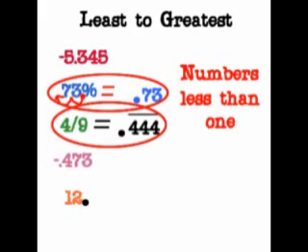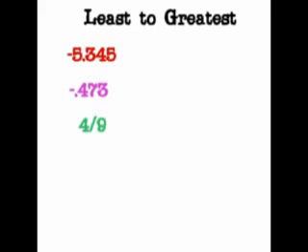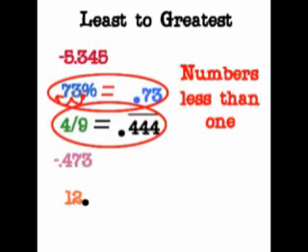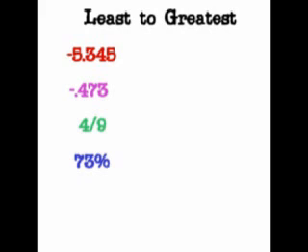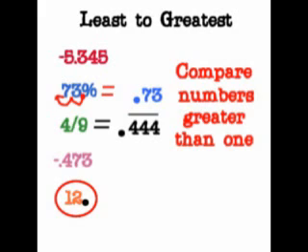Make sure you write the number they wrote first, not your work. So we're going to write 4/9 as our next number. We go back to our list and compare the rest of the numbers less than 1. There's only one of them. We write that down, 73%. Now we are able to compare the numbers greater than 1. In this list, there's only one of them, so we can go ahead and write that.